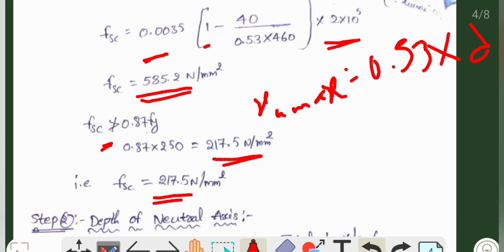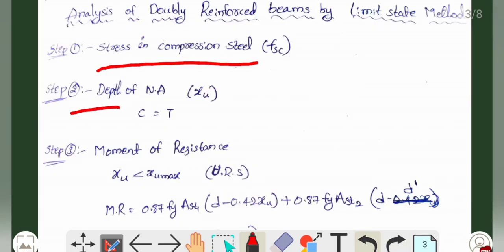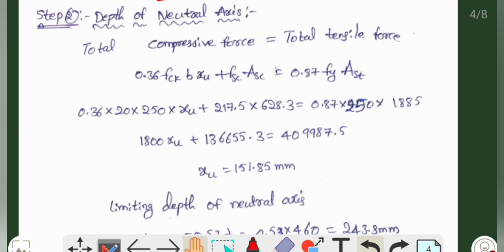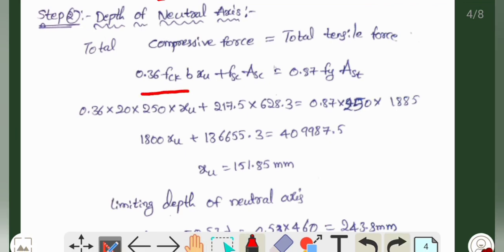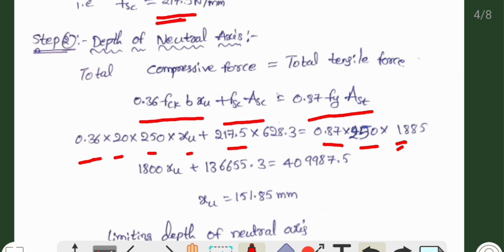Next step is the calculation of depth of neutral axis. Depth of neutral axis is calculated by comparing the total compressive force and total tensile force. Compressive force, 0.36 fck b into xu plus fsc into Asc, equals total tensile force, which is 0.87 into fy into Ast. Substitute all these values, then we get xu. xu equals 151.85 mm.